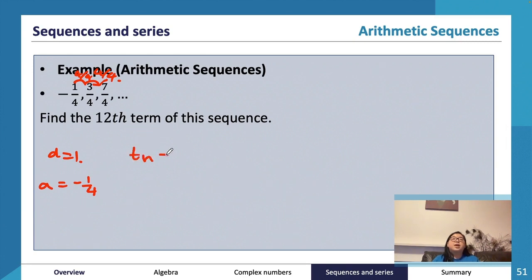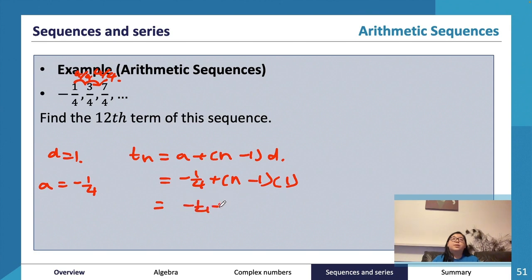So therefore our t_n would be equal to a plus (n minus 1)d, which is our equation for it, and we just plug everything in. So we get negative 1/4 plus (n minus 1) times 1. So we'll end up with negative 1/4 plus n minus 1, so we'll get that this is negative 5/4 plus n.